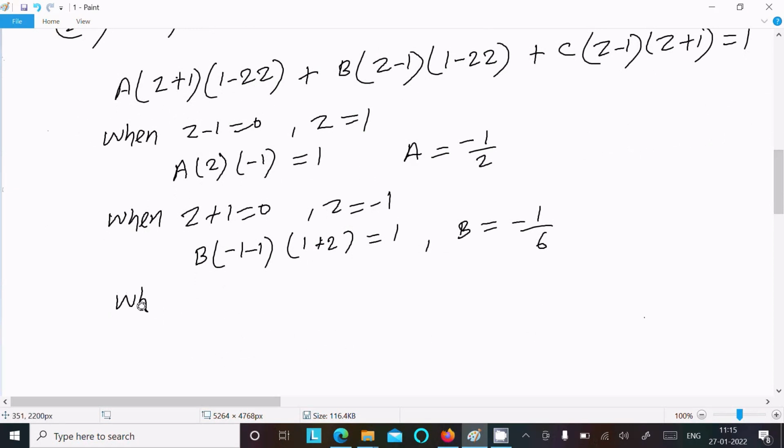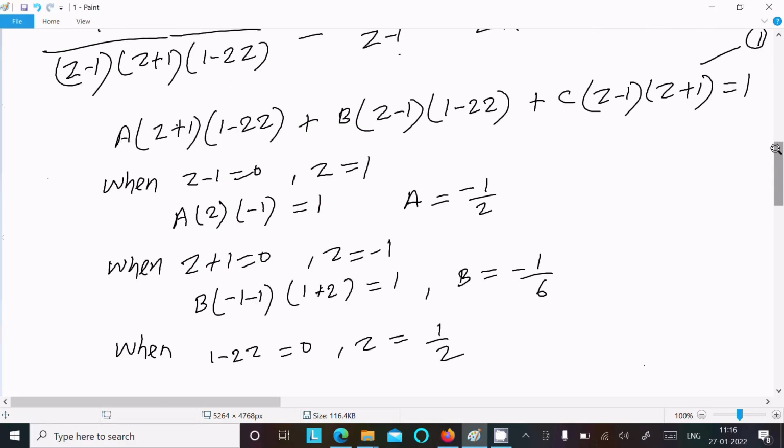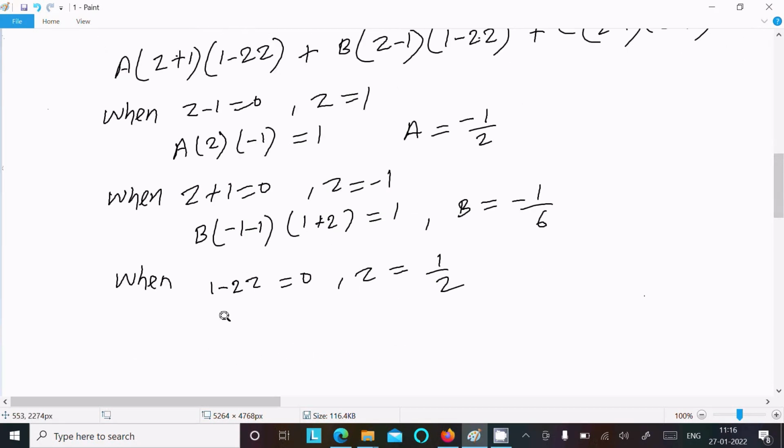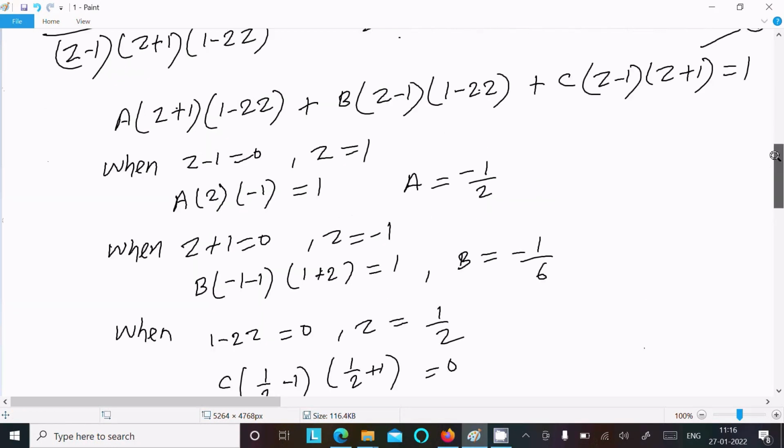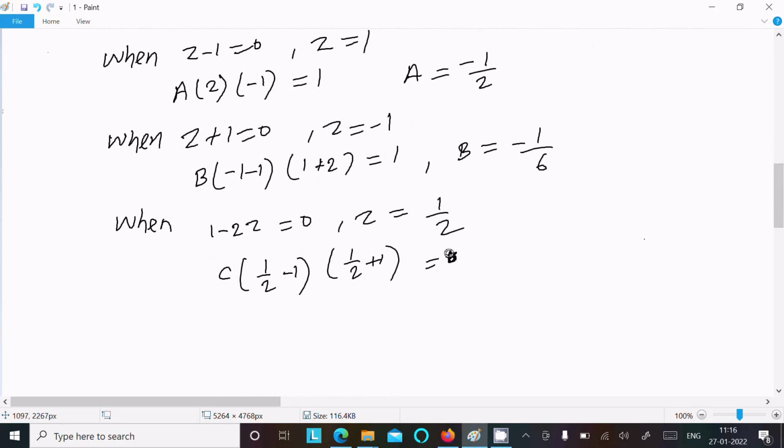And when 1 minus 2z equals 0, then z equals 1 by 2. So z equals 1 by 2, and the A and B parts become 0. This is now C. So C times 1 by 2 minus 1 and 1 by 2 plus 1 equals 1. Sorry, not 0, equals 1.